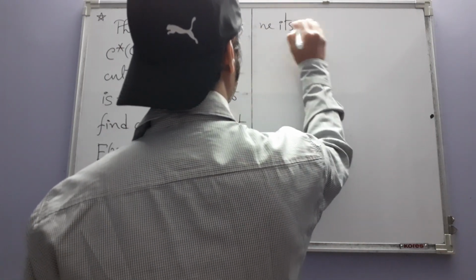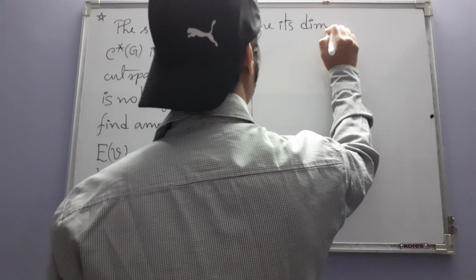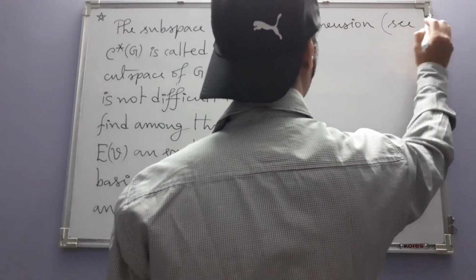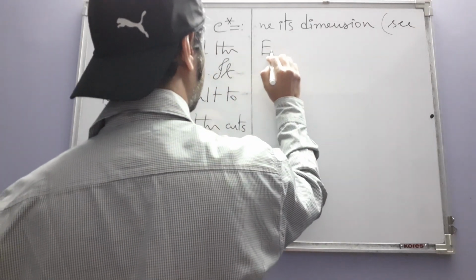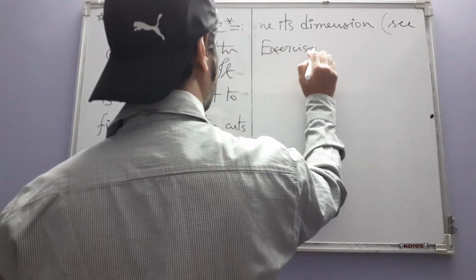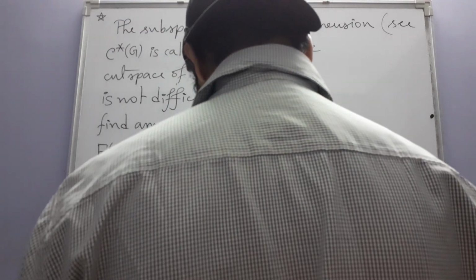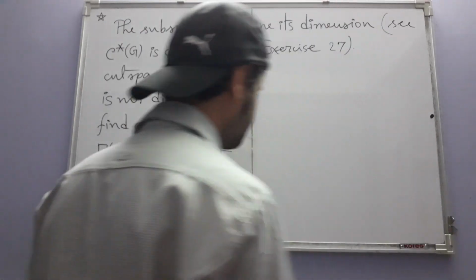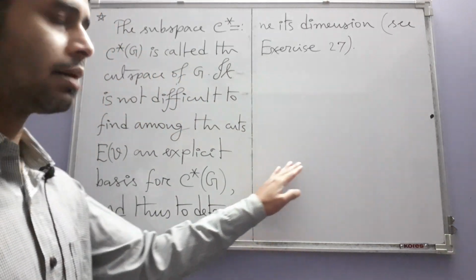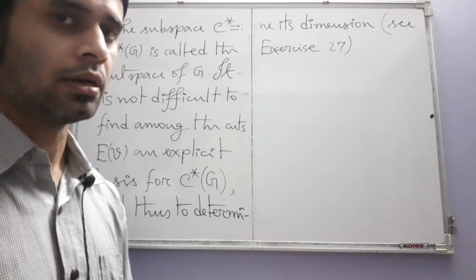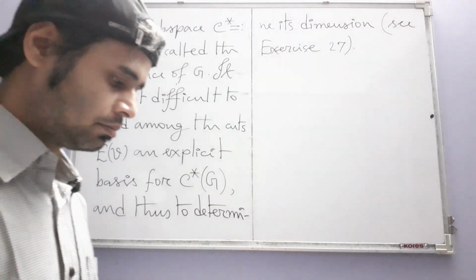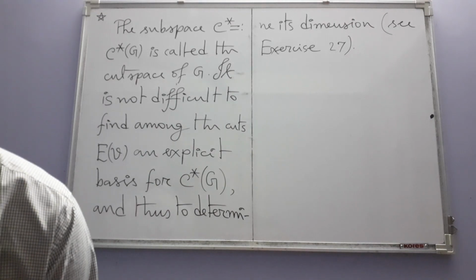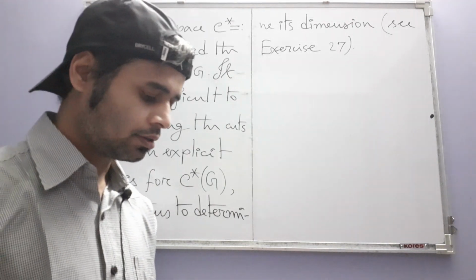The dimension will be found in exercise 27. We haven't seen any exercises so far. That's because all the exercises appear at the end of this chapter itself, of which we are in one section. Not many more sections are left, so that's just it for tonight.